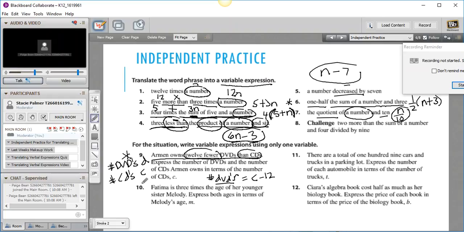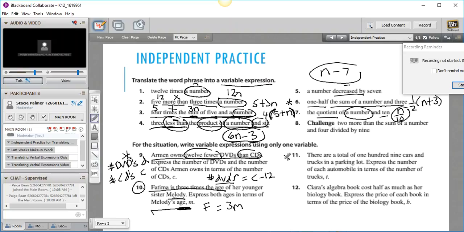Okay, let's look at number 10. Fatima is 3 times the age of her younger sister, Melody. Express both ages in terms of Melody's age. Okay, so we're going to say that Melody is M. That's Melody's age. We know that Fatima is 3 times the age of Melody. So Fatima is 3 times the age of Melody.